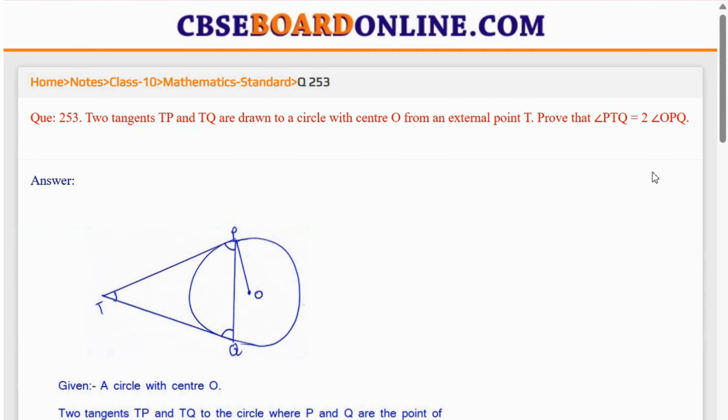Now moving forward to another question, it is given that two tangents TP and TQ are drawn to a circle with center O from the external point T.